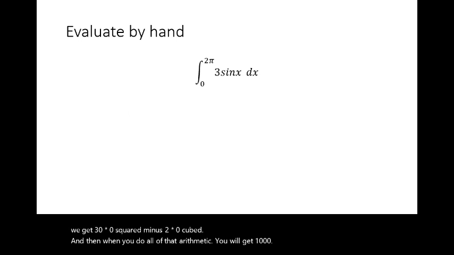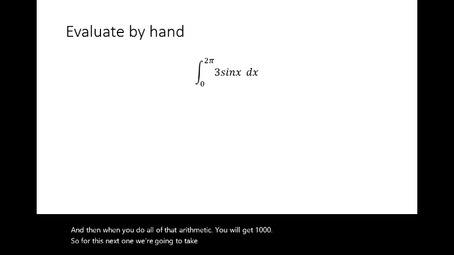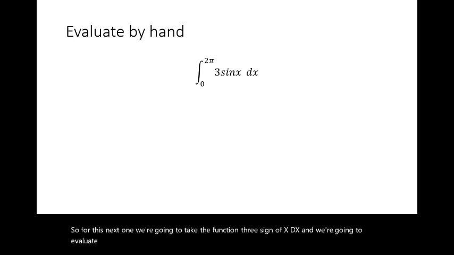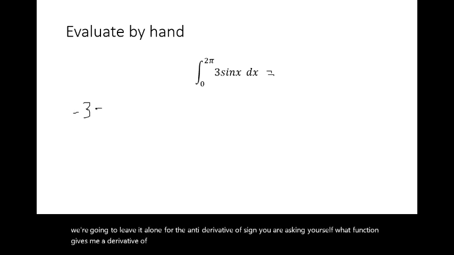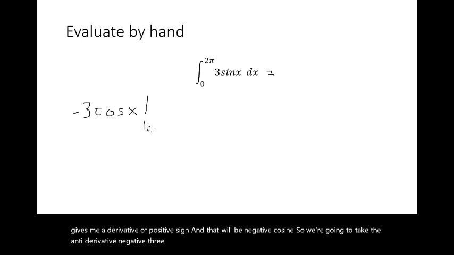So for this next one, we're going to take the function 3 sine of x dx, and we're going to evaluate the definite integral from 0 to 2 pi. So remember, the 3 is a constant multiple, so we're going to leave it alone. For the antiderivative of sine, you are asking yourself, what function gives me a derivative of positive sine, and that will be negative cosine. So we're going to take the antiderivative, negative 3 cosine x. We are going to evaluate it between 0 and 2 pi.